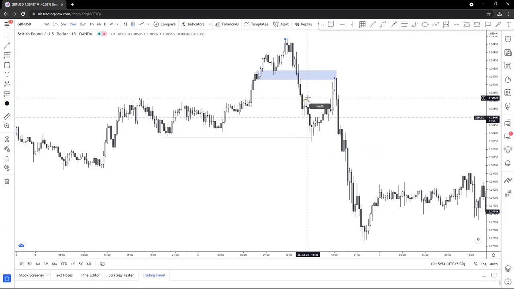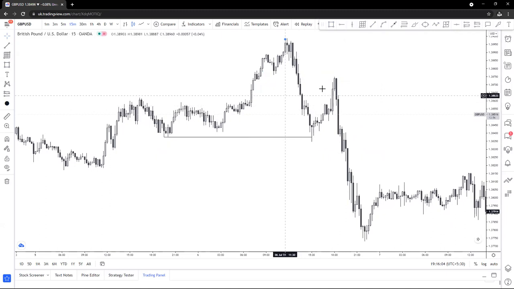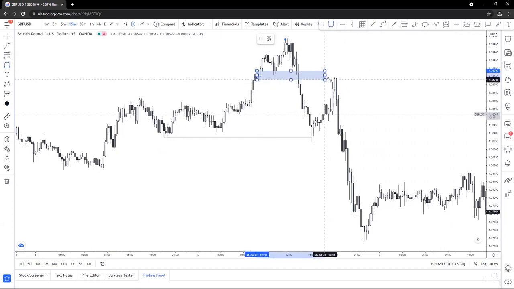No, that block was the inducement. This is what we call a reclaimed block. I'm not going to teach you that now because it's not very useful, since order blocks and breaker blocks are in place most of the time. But this is a reclaimed block.